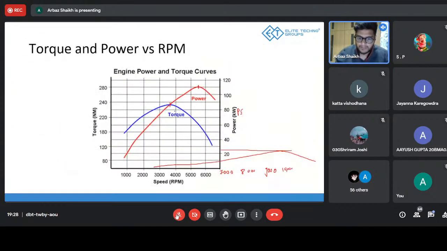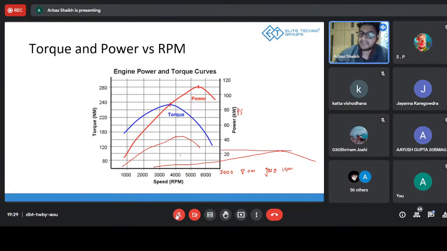If I go to 4,000 RPM and go to 43 Newton meters, somewhere around here, that's where the power is going to be max, and it is going to deplete fast. If you check the tachometer on a Bullet, a device on which you measure the RPM, you'll notice the maximum RPM will not be more than 7,000 or 8,000. Whereas in KTM, the maximum RPM can go up to 13,000.